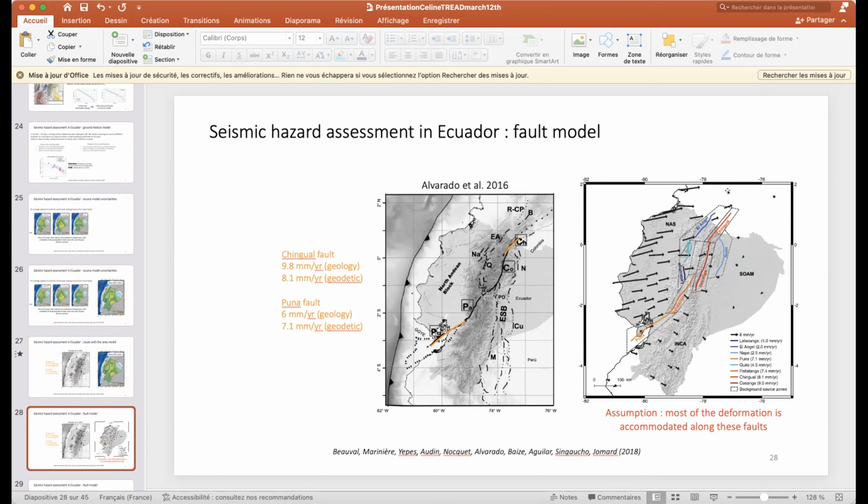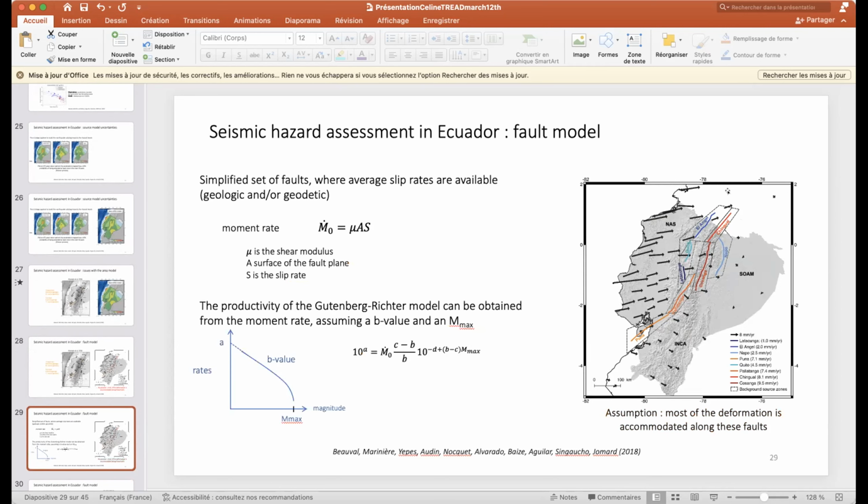The description of these faults bears large uncertainties: uncertainty on the exact trace of the fault, uncertainty on the extension at depth, and on the average slip rate on the fault. On top of that, a major assumption is made that most of the deformation is accommodated along these exact fault segments.